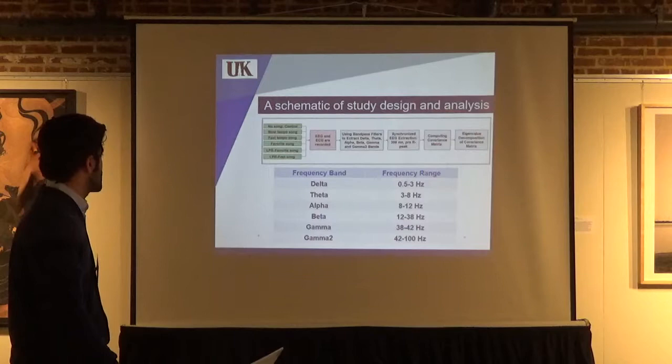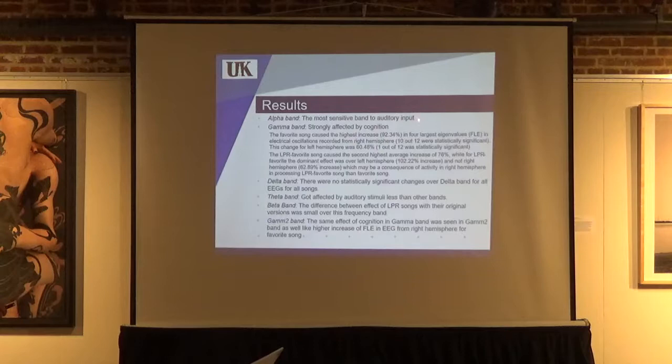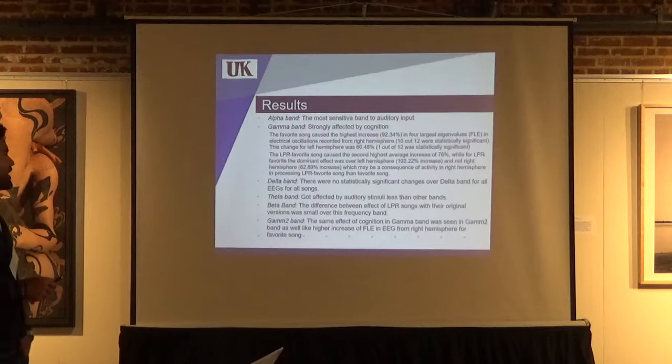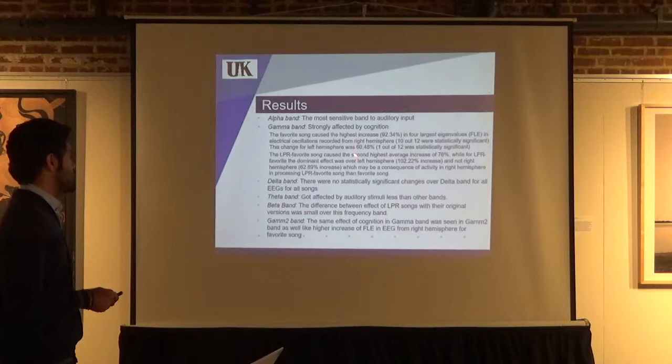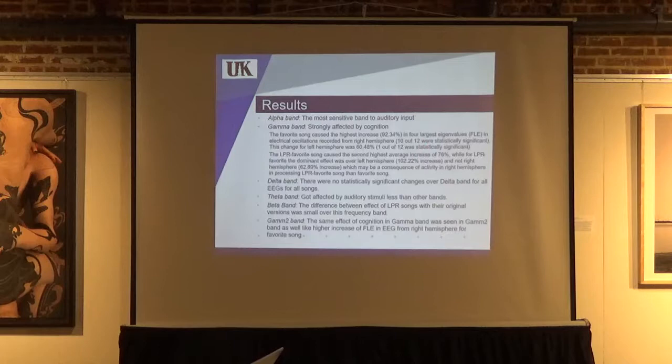As a result, we realized that the alpha band is the most sensitive band to auditory input, and it responds to all the songs. The gamma band was strongly affected by cognition of the music because, for example, the favorite song caused the highest increase compared to all other songs in the 4 largest eigenvalues of the covariance matrix of the right hemisphere, and 10 out of 12 of them were statistically significant as well. This change for the left hemisphere was smaller, and just 1 out of 12 of them was statistically significant.